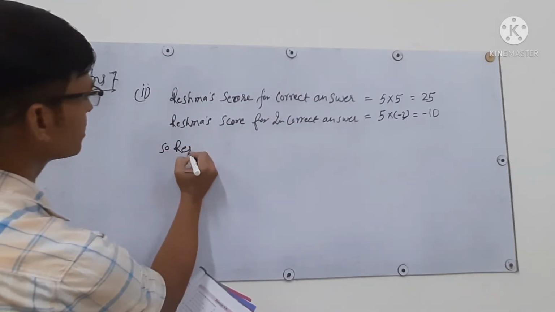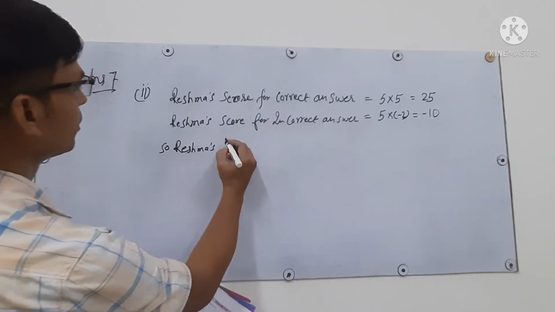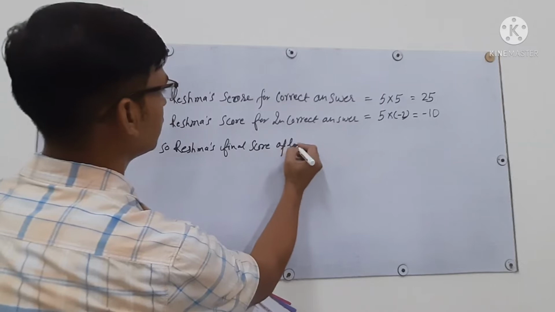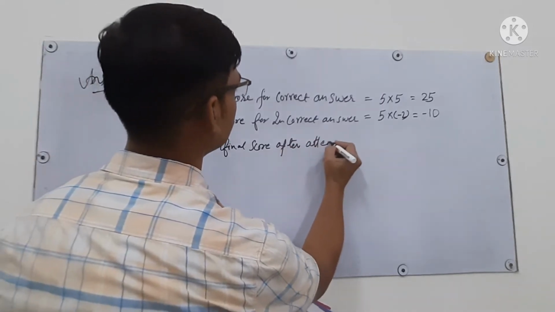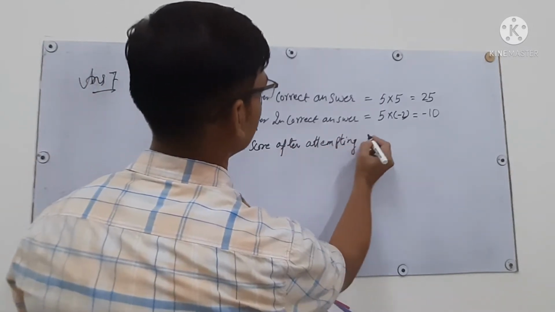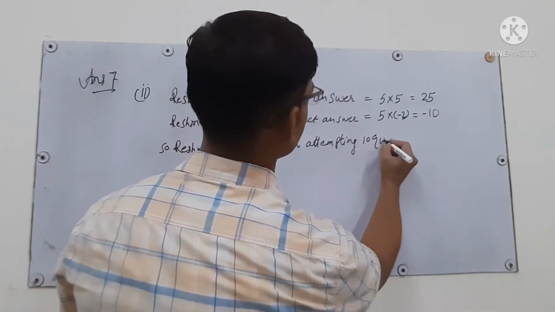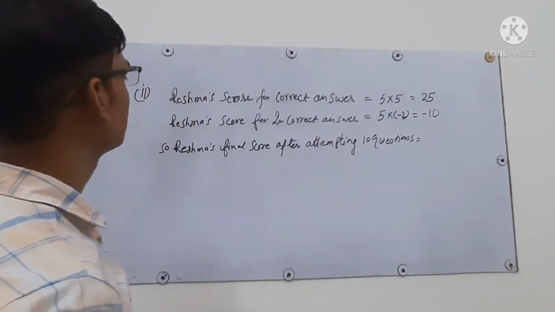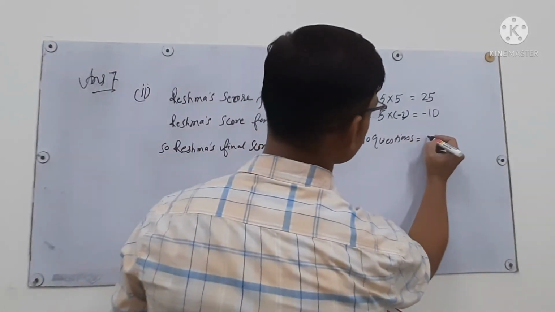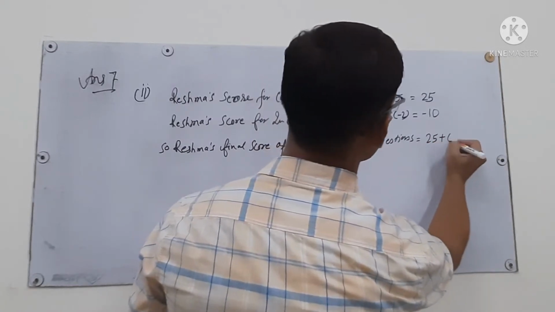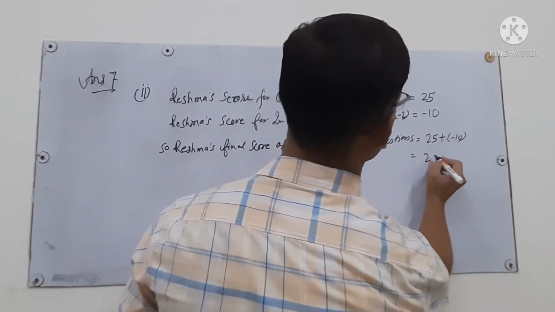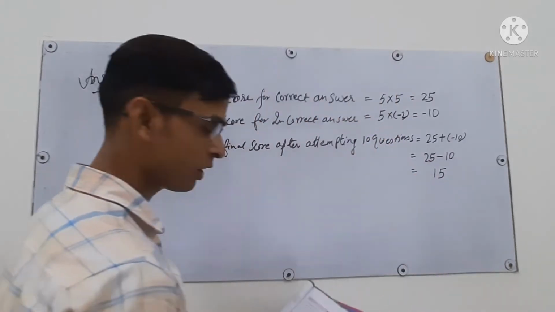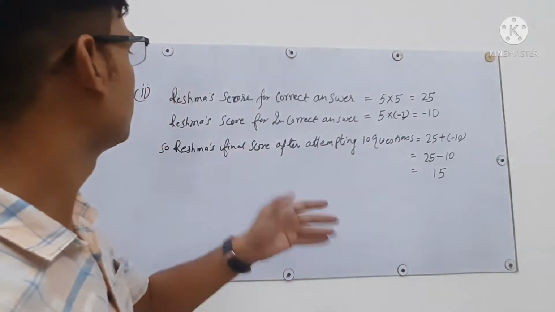So Reshma's final score after attempting 10 questions. What will be Reshma's final score after attempting 10 questions? 25 plus -10. Correct. And it will be 25 minus 10, that is 15. Okay, so Reshma's score will be 15.